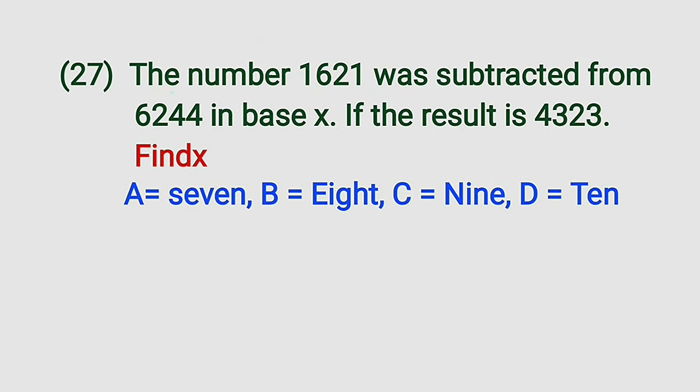Question number 27 reads, the number 1621 was subtracted from the number 6244, all in base x. If the result is 4323, which is also in base x, we are asked to find this x. We have several options here.